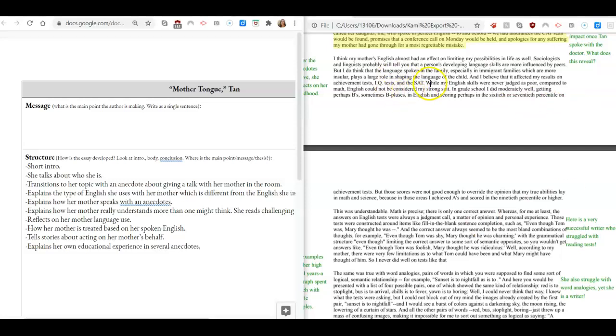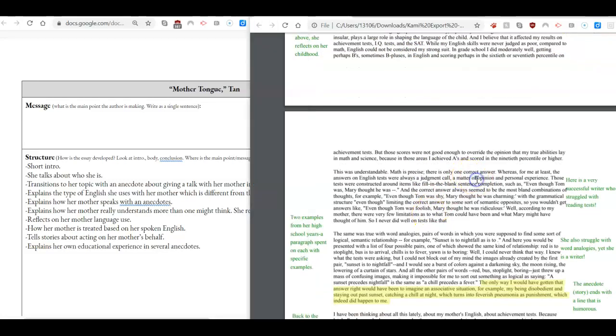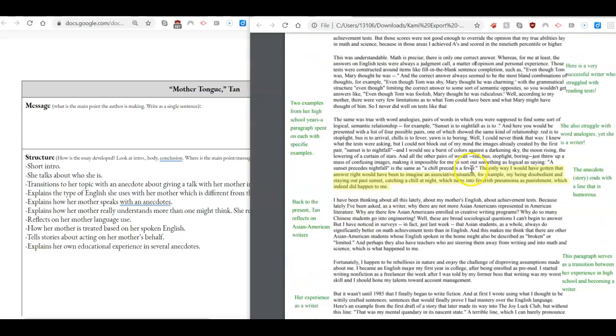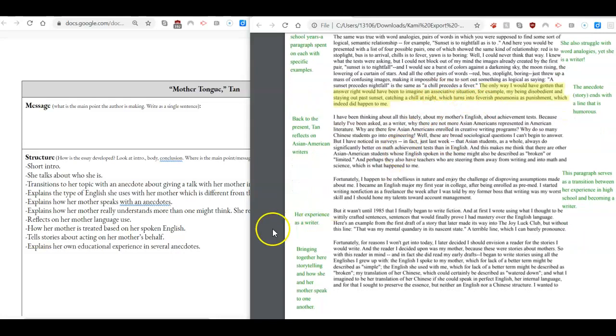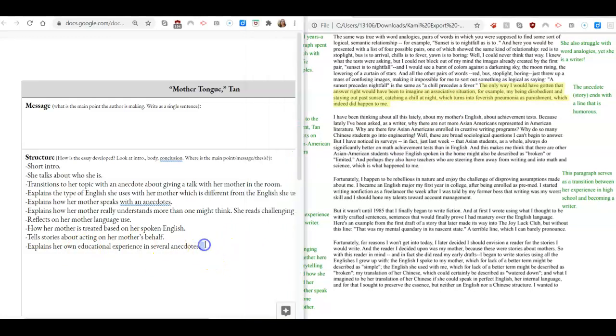She talks about the standardized testing. She talks about the word analogies. So she spends about 3 paragraphs on this. And then she transitions back to a more broad view of Asian Americans and education in a more broad sense.